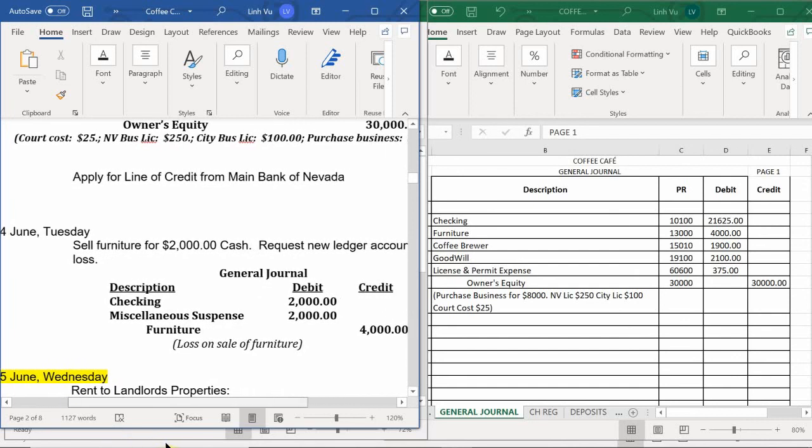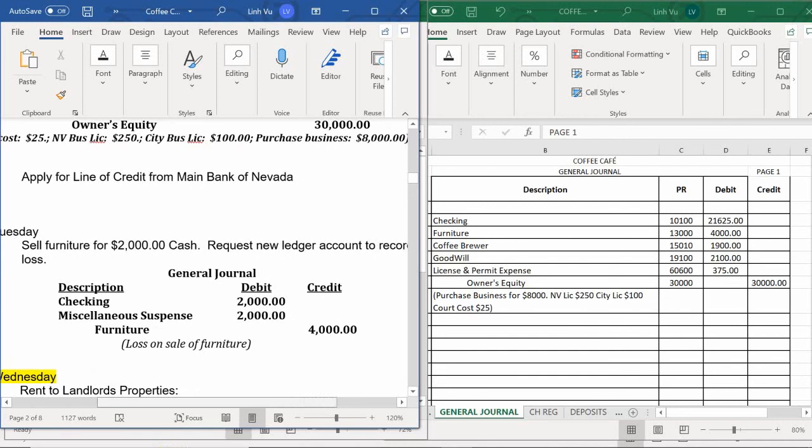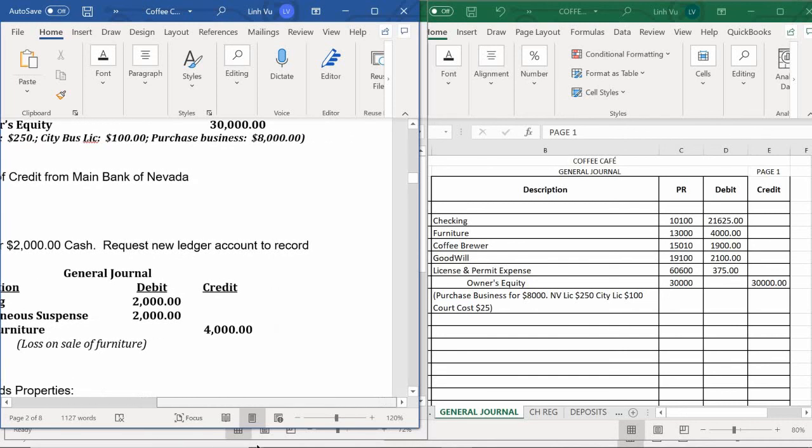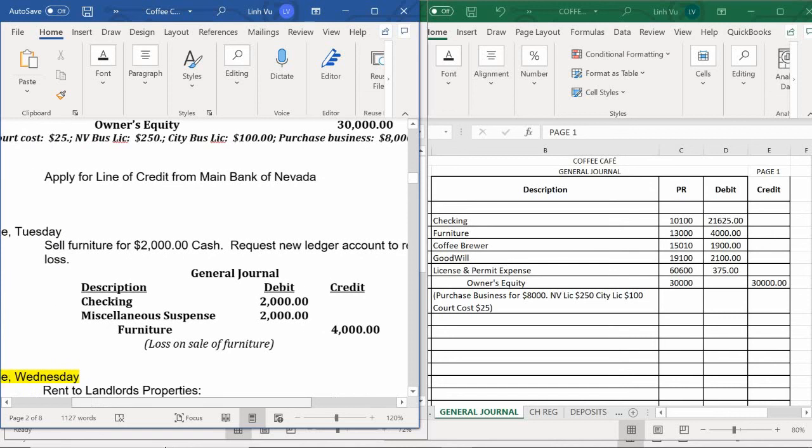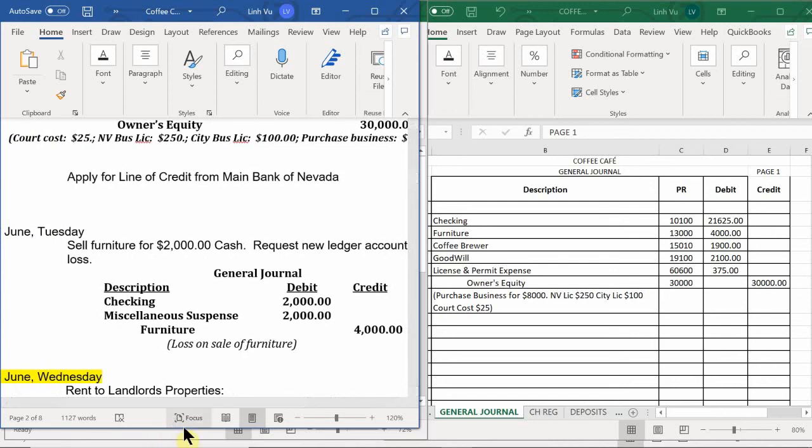Okay, and it says right here, request a new ledger account to record cash. Now, in this case, how much is my actual furniture? The furniture, $2,000. Okay, actually, no, we have $4,000 worth of furniture, but because it's been used, I bought it off of somebody else who used it. Now, of course, in reality, if I'm selling it to someone else, am I going to expect the same amount of money that I paid for it?